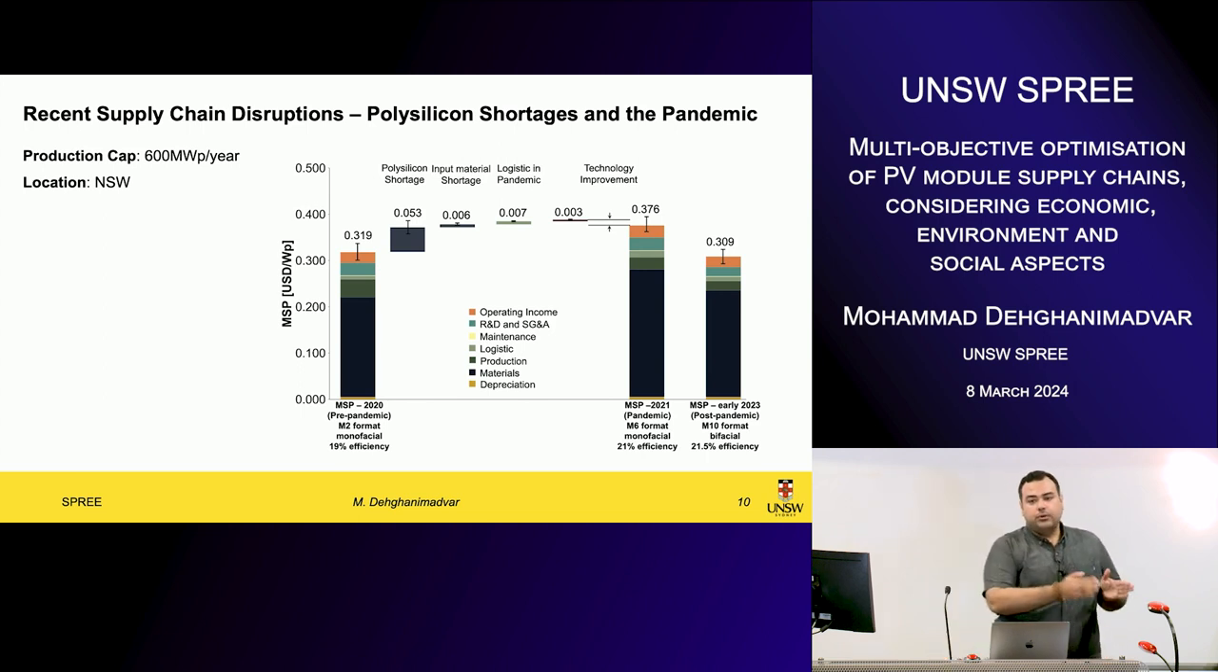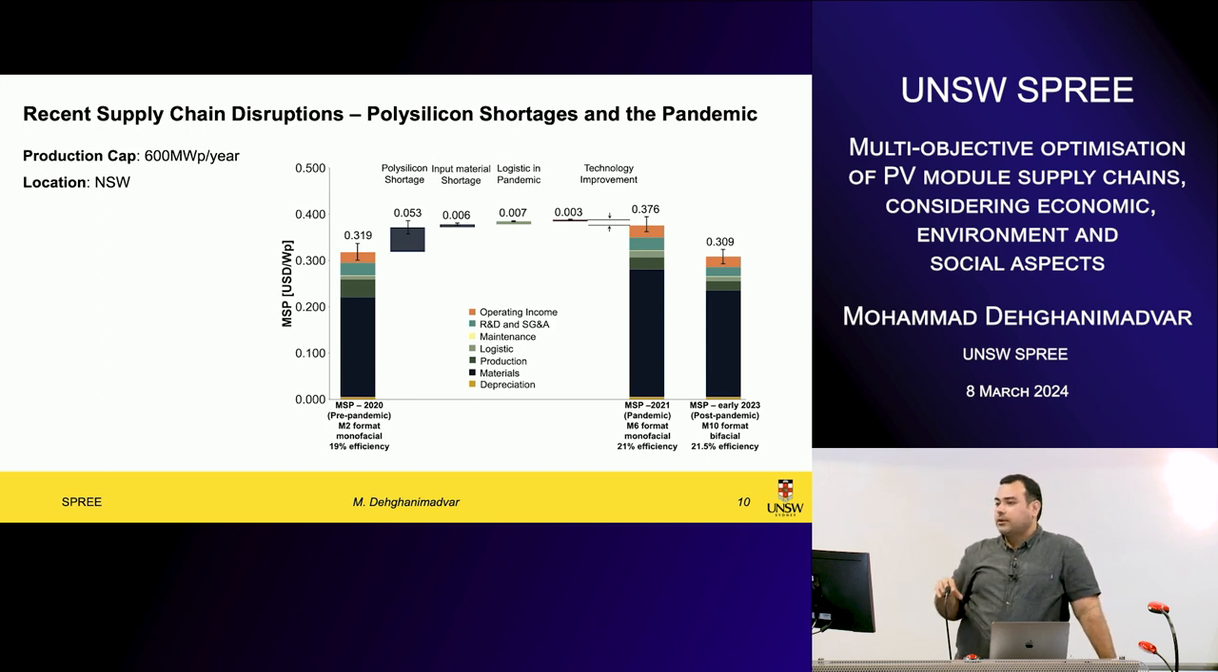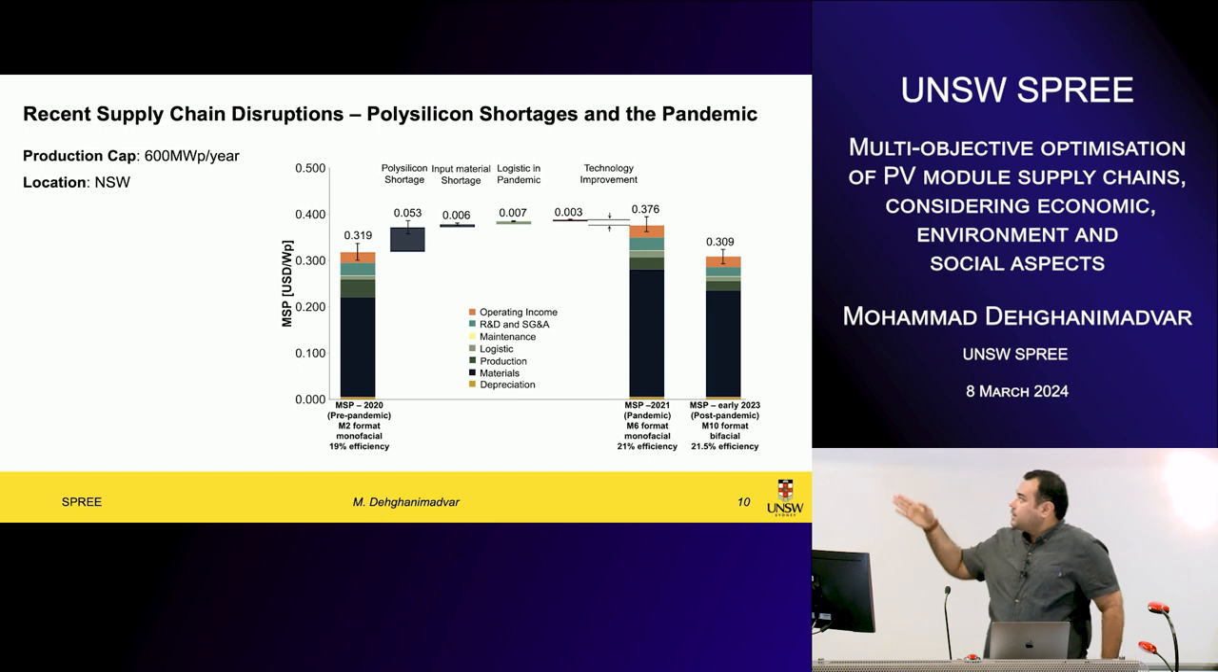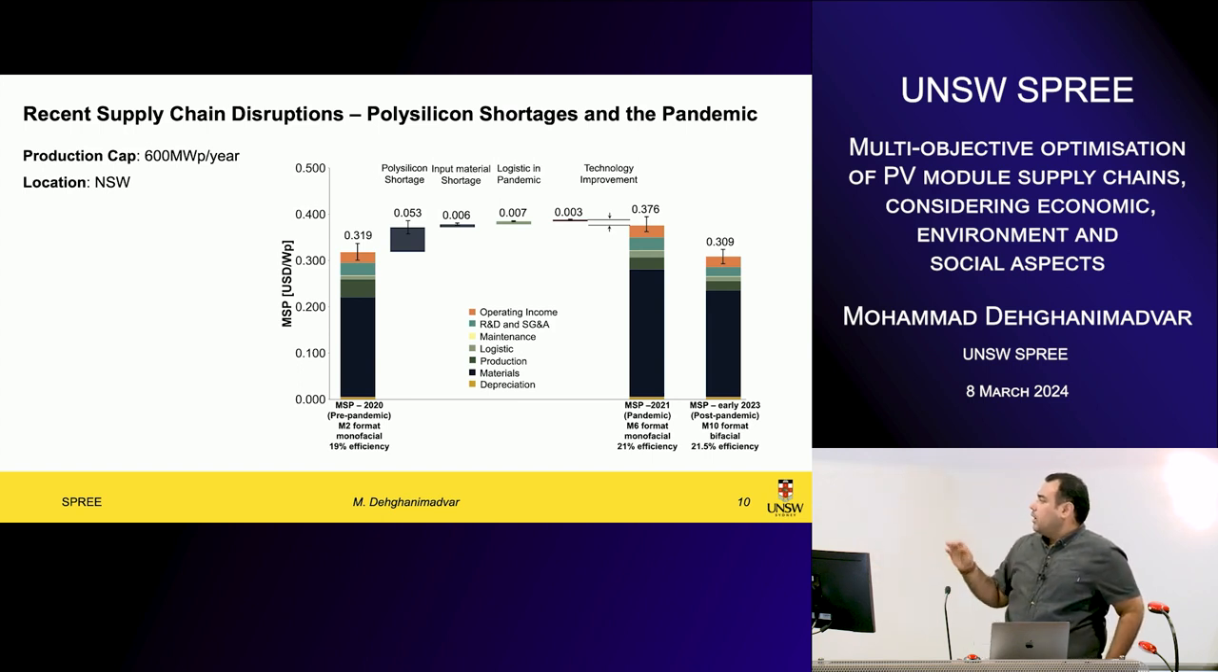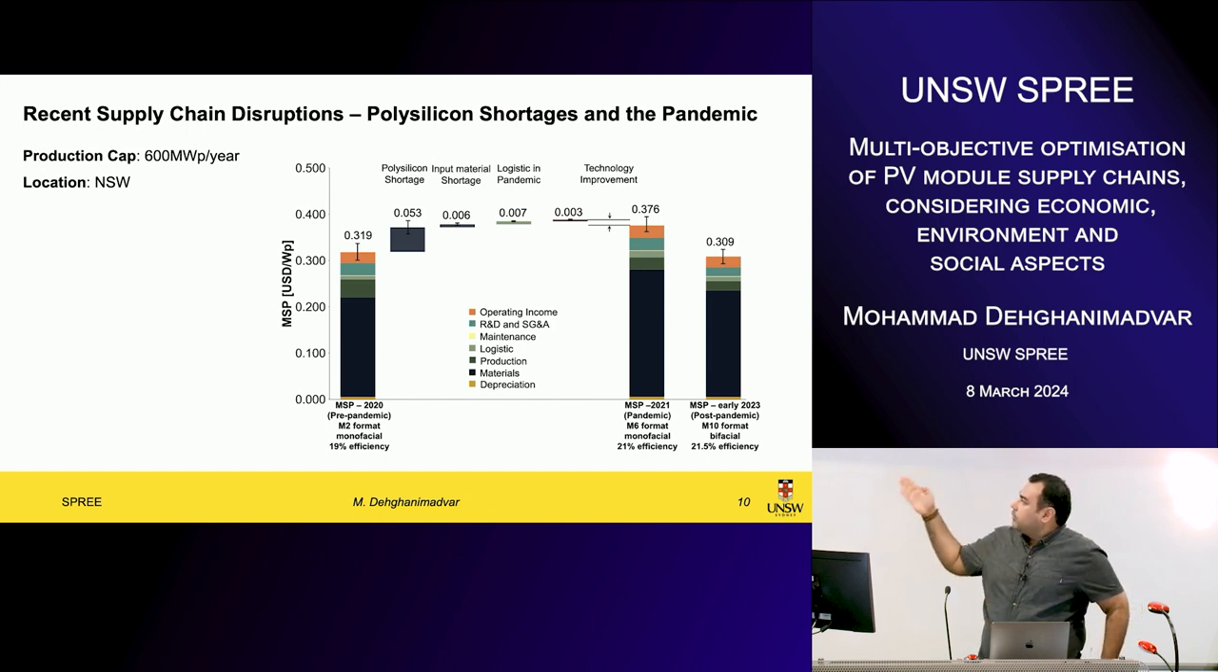But since 2020, many things happened. Disruptions happened, like the pandemic, which impacted materials, resulting in material shortage, and also impacted the logistics. Also, there were three different incidents in polysilicon production factories in China that resulted in polysilicon shortage. As you can see, from 2020 to 2021, when the pandemic hit the supply chain the most, the MSP rose to 38 cents per watt.